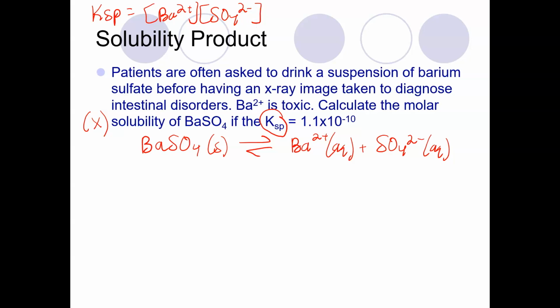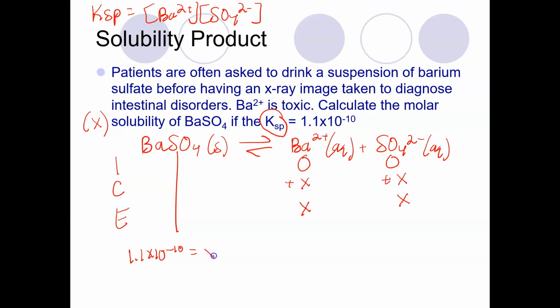So we want to calculate the molar solubility, which is X. So I'm going to do the ICE table. The solid I get to ignore. We were not given any initial, so I'm going to say 0. Then I'm going to write plus X. This is equal to X. This is equal to X. I need to solve for X, so I'm going to plug 1.1 times 10 to the negative 10th into KSP.